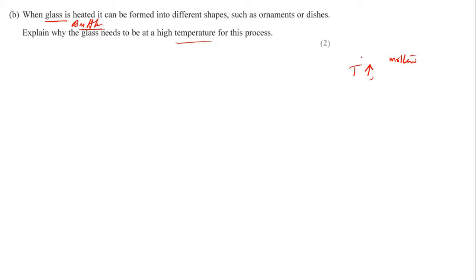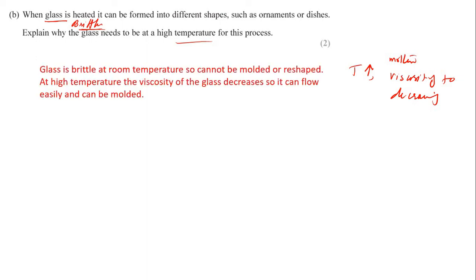So increasing temperature causes viscosity to decrease. That means material is going to flow easily. And if material is flowing easily, you can mold it, you can reshape whatever you want to do. So high temperature is needed to decrease the viscosity so that it can be molded. And you can write something like that. You can rephrase or you can include something else similar to that in your answer. This is just a model answer. You can write on your own.